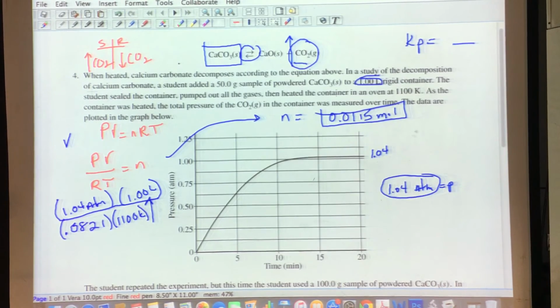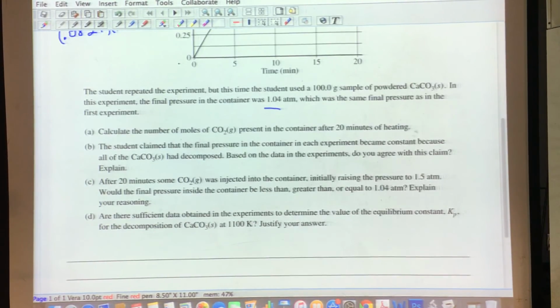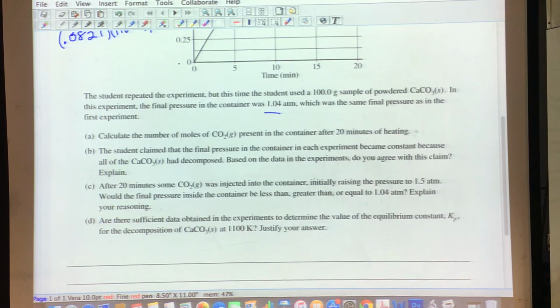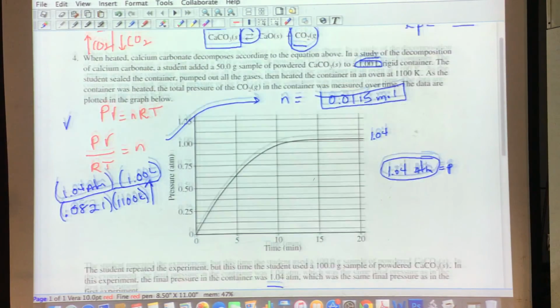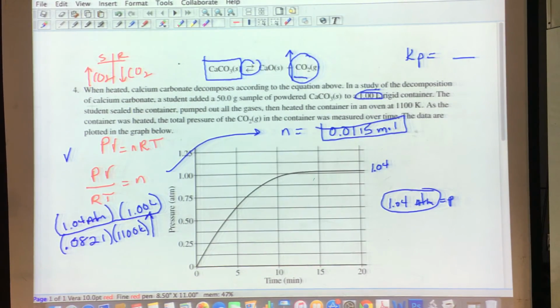So the question isn't about the initial, it's about after some time period, right? So it says, would the final pressure inside the container be less than, greater than, or equal to 1.04? Okay? And what would you guys say there? How will it lower the CO2 that you added? How would it lower it? What would a reaction do? It would drive the reverse reaction, correct.